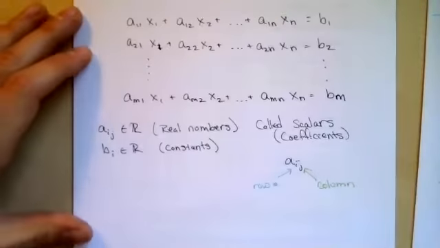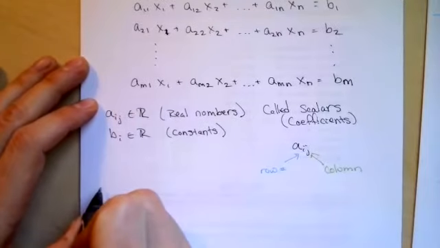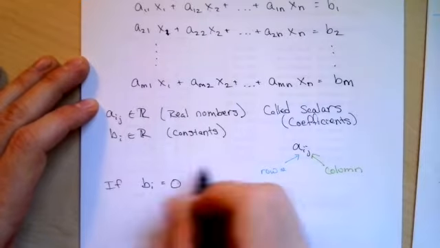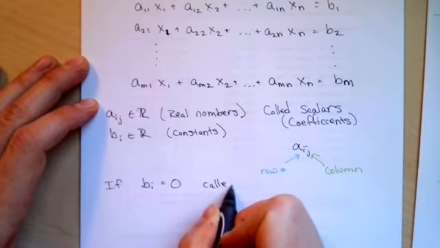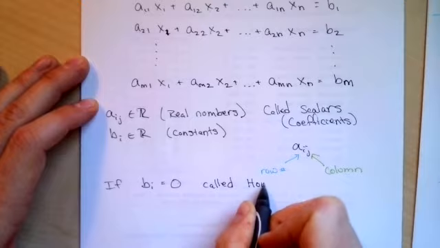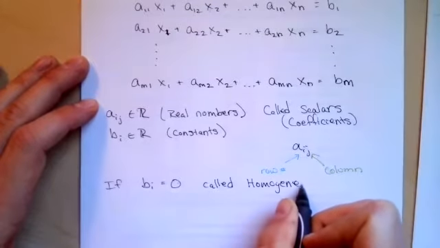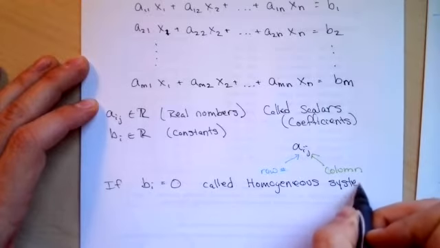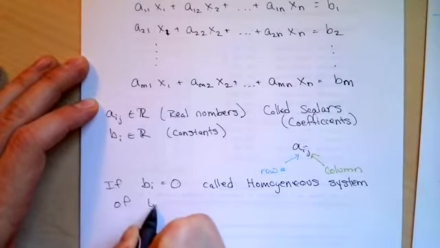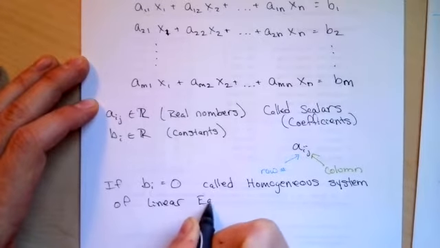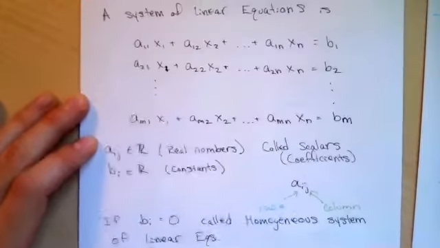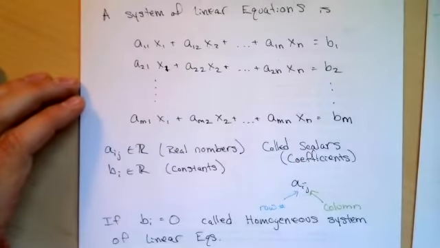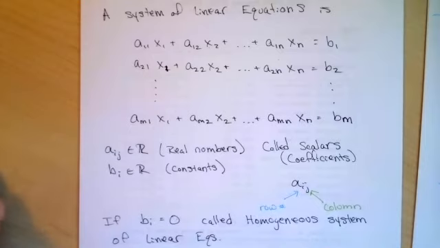So this is a system of linear equations. We do have another form. I don't want to write it all out, but if all of the bi are equal to 0, we call it the homogeneous system of linear equations. So same array, except now just zeros on the right-hand side of the equal sign. We call those homogeneous.